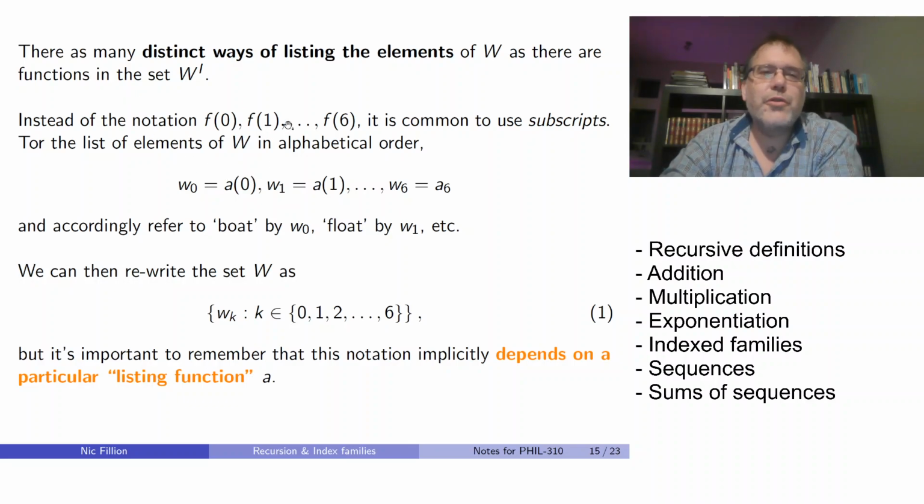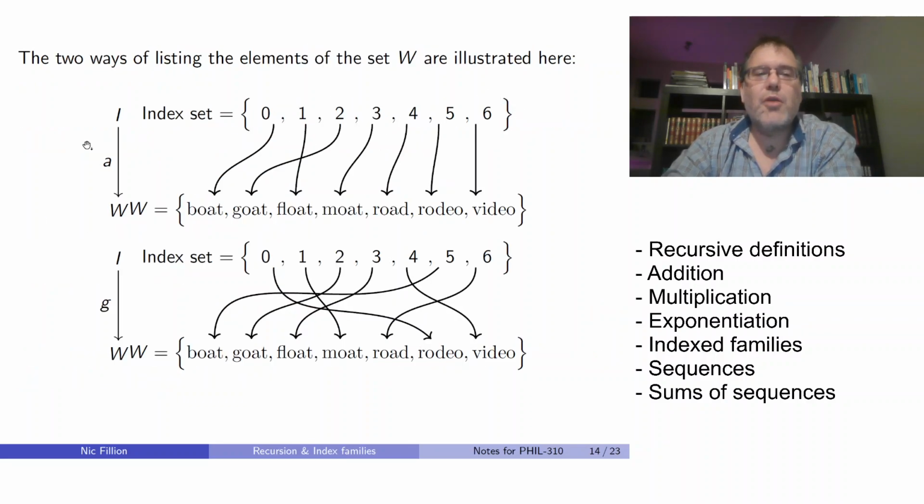So using the functional notation, we can now refer to objects in the set W using f of 0, f of 1, f of 6, right? So here, what is, say, a of 0? Boat. a of 3, moat. a of 6, video. What is g of 4? Video, right? So you see, this functional notation can now be used to refer to objects of the codomain, the things that we're trying to list.